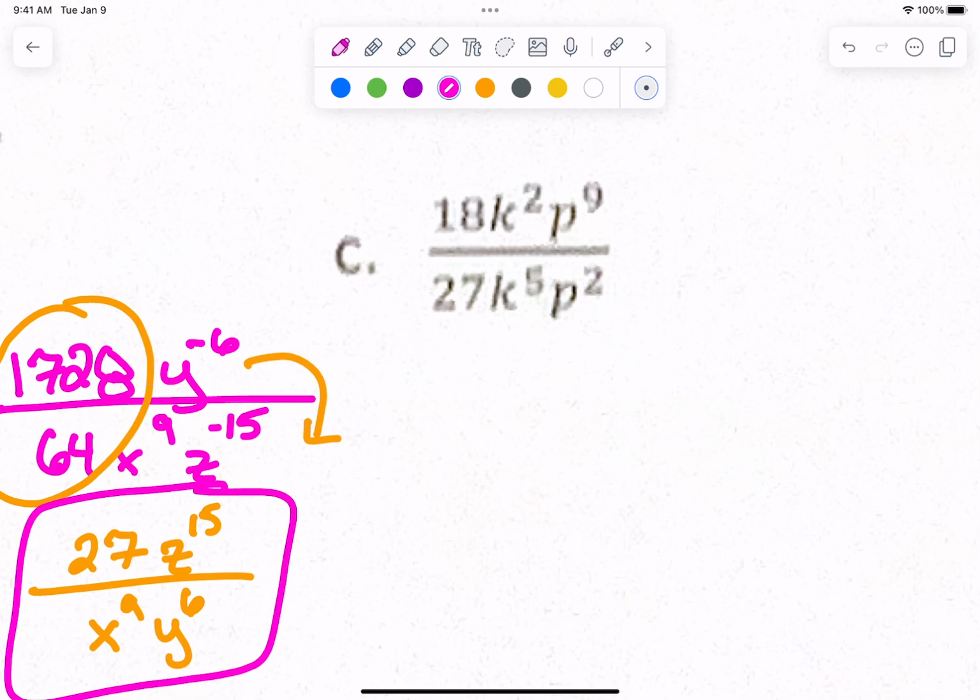Okay? Look at the numbers. Then look at the K's. Then look at the P's.